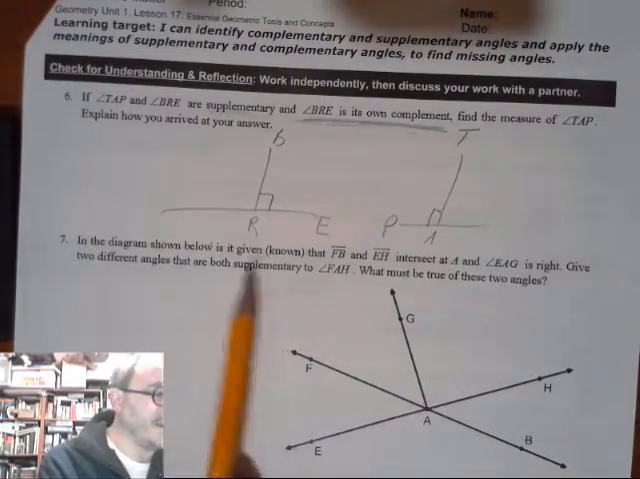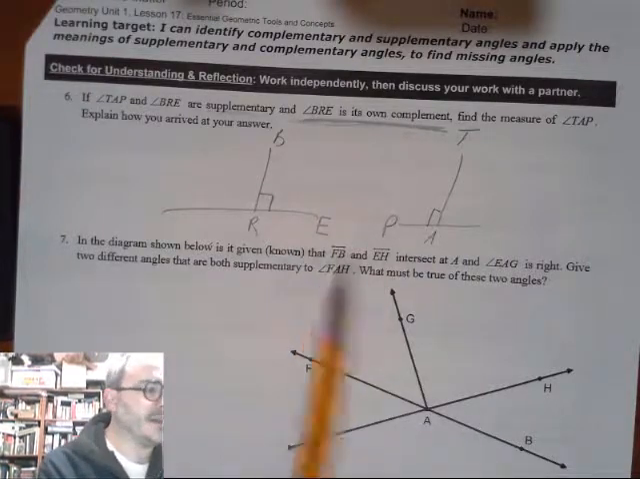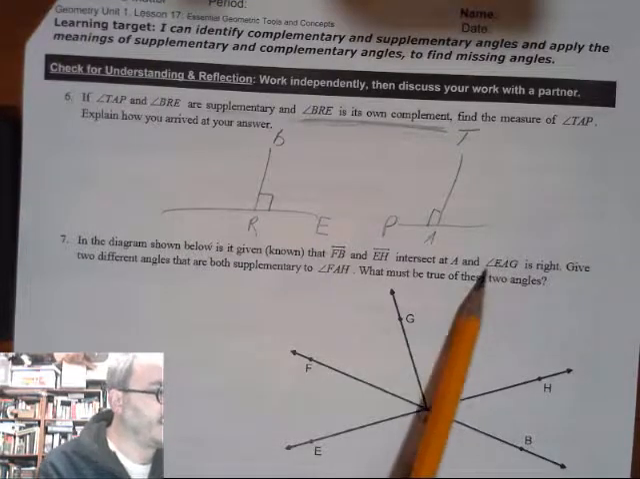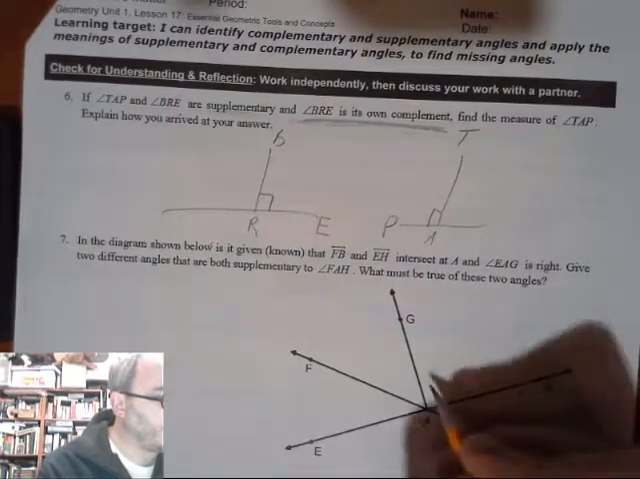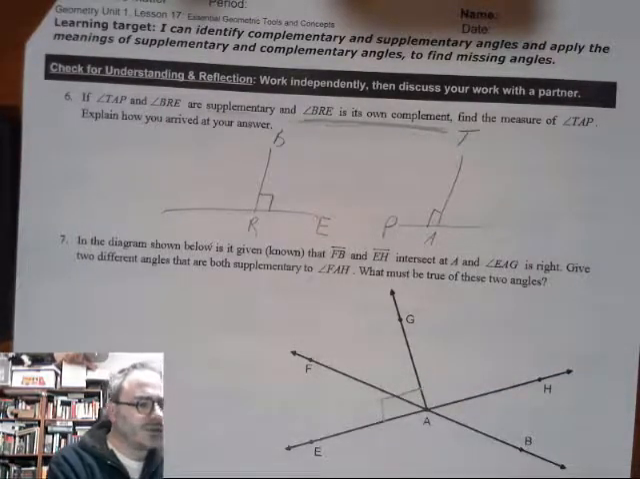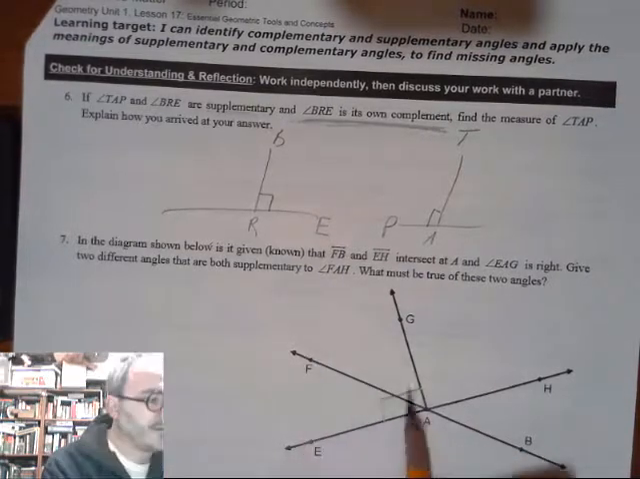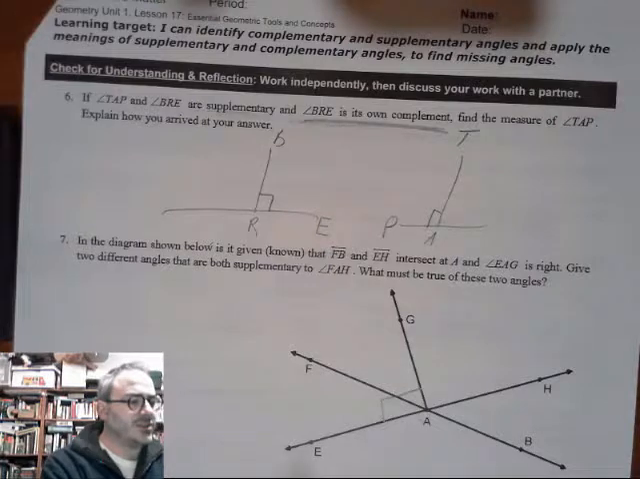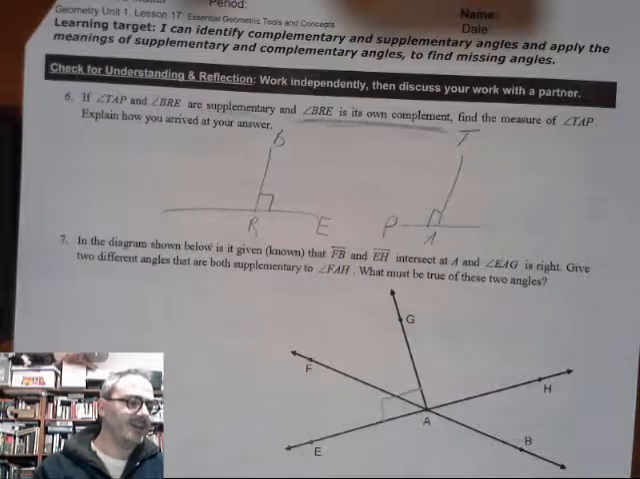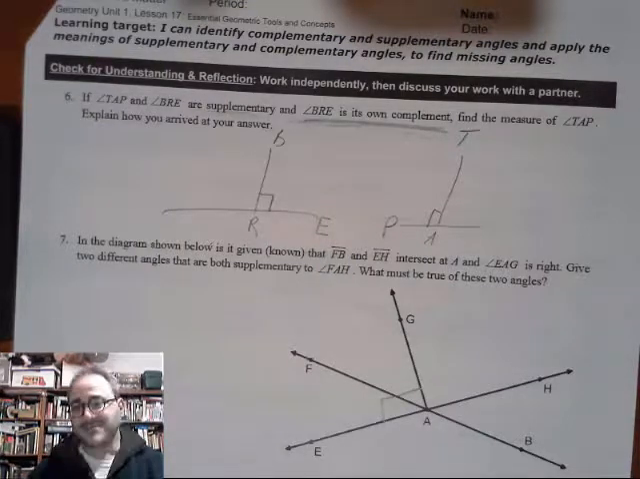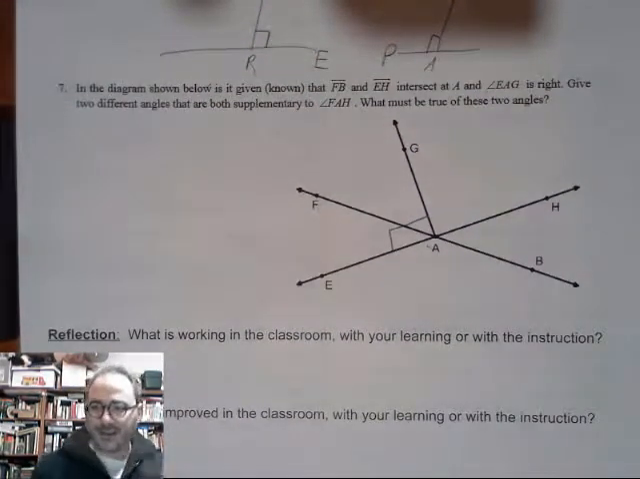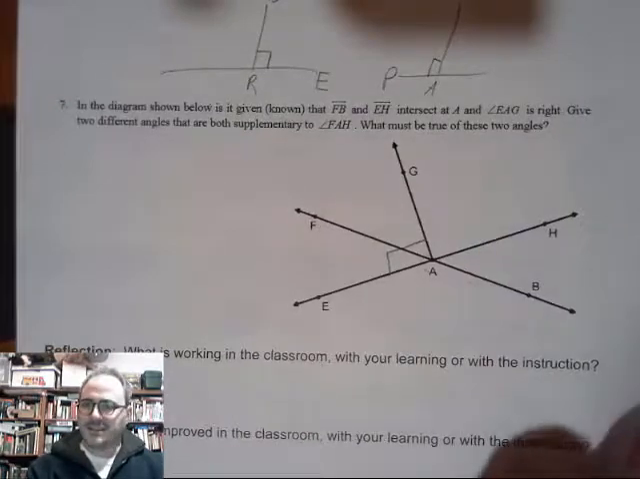In the diagram below, it is given that FB and EH intersect at A, and EAG is a right angle. Give two different angles that are both supplementary to FAH, and what must be true about these angles. I'm going to leave that to you. When you're done with that, give me a reflection. Pause the video here. Complete your check for understanding. I need to see this to know how you're doing.